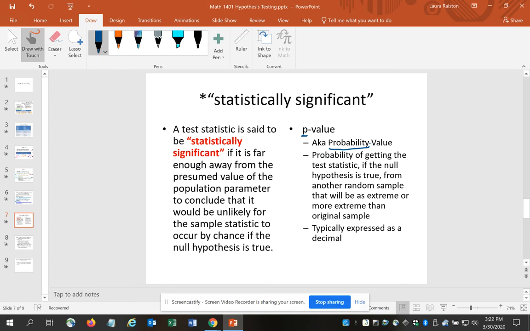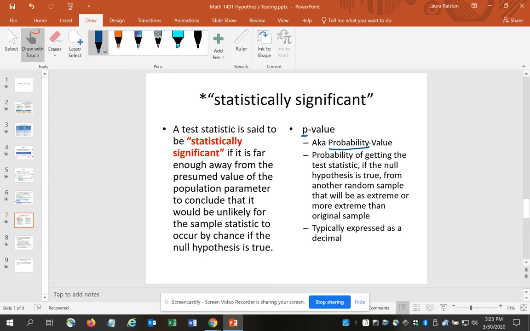So it really means it's the probability that you're going to get the test statistic over and over and over again, assuming the null hypothesis is true. Okay, so again, it's the probability that that same test statistic is going to occur over and over again for different samples, assuming the null hypothesis is true.